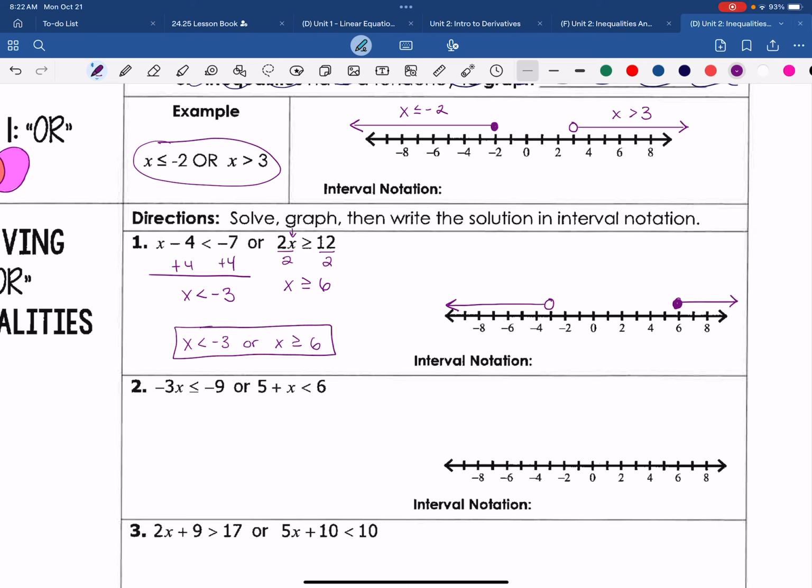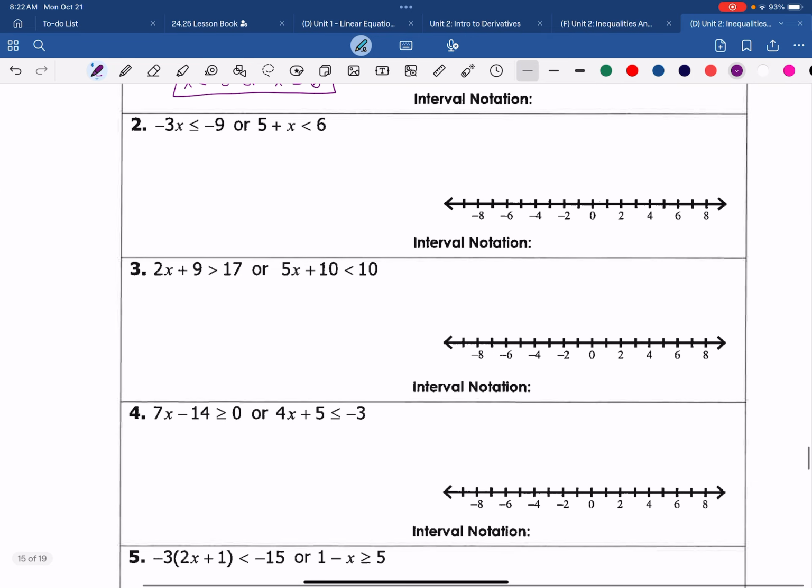Again, if I said, what is a value that is true for this inequality? We could say -8, that would work. We could say 8, that would also work. The only numbers we couldn't say are the numbers between -3, including -3, and 6, but not including 6. So if I said 0, that would not be a solution to this inequality because it's not within my solution set. Let's try another one.